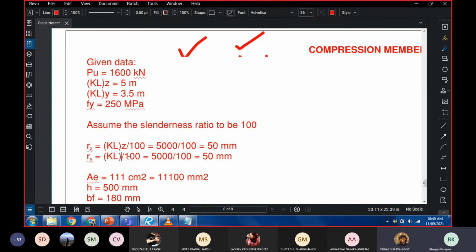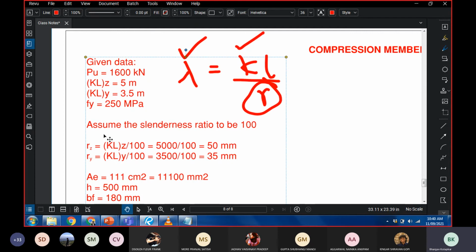So this is KLy upon 100 again. KLy is 3500. 3500 upon 100 is 35 mm. So now we have two radii of gyration. We just have to select a section such that its ry value is greater than 35 and rz value is greater than 50.